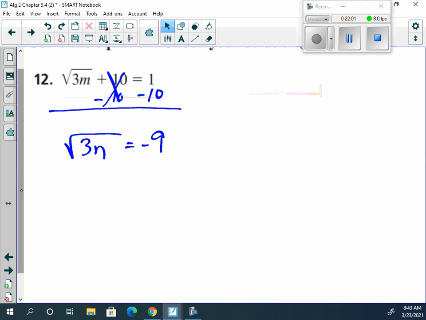Is there something wrong with this statement? The 9 is negative, yes? Can a radical equal a negative number? So we could square it and go through the process, but would we get a real solution? No. Because this does not work. This is a no solution.